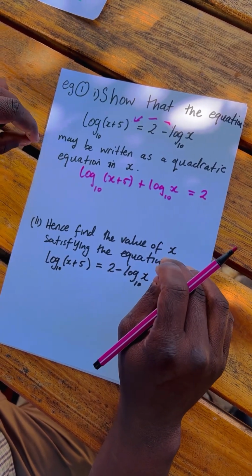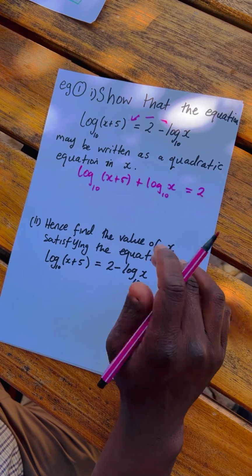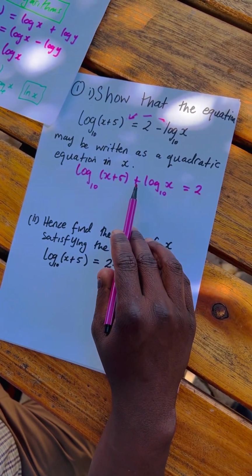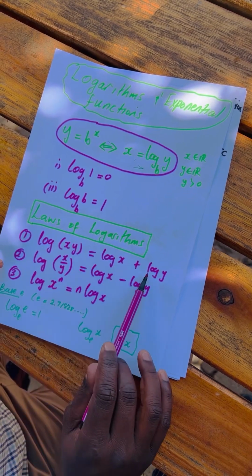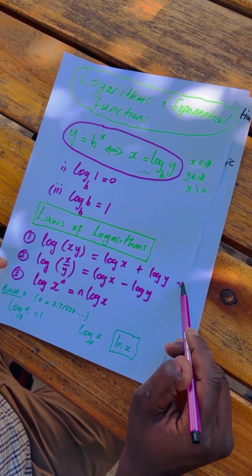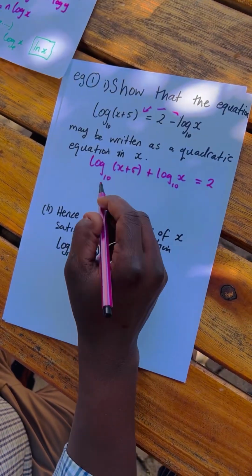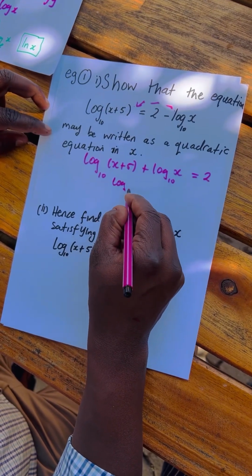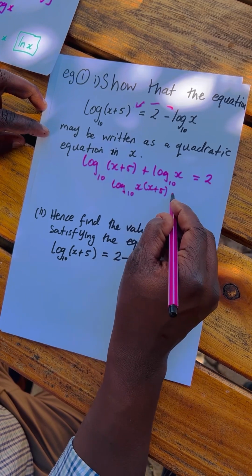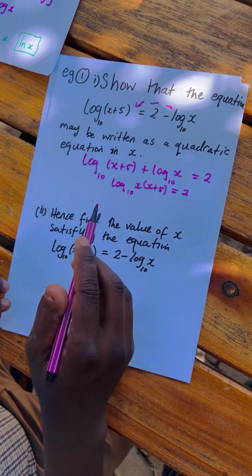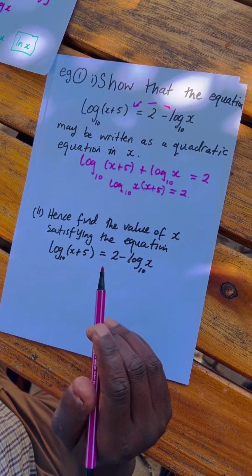Now I'm going to use the law which says if you are multiplying, you add. I'm actually using this first law here, which says if you're multiplying, you add. So this becomes log base 10 of x times x plus 5 equal to 2. I've used that law to combine the two terms in logarithms.